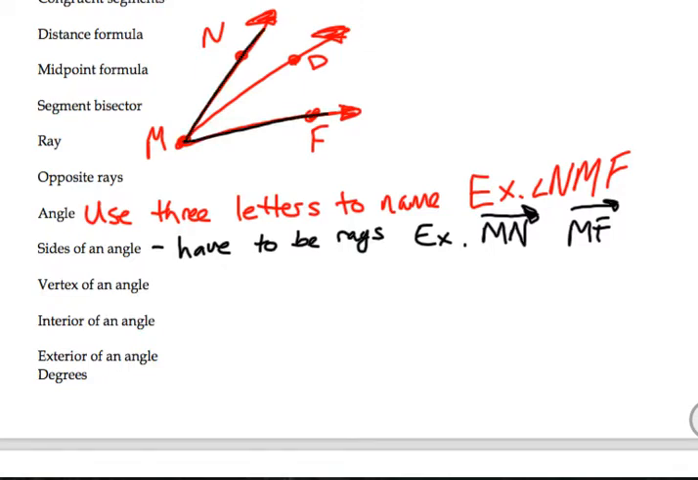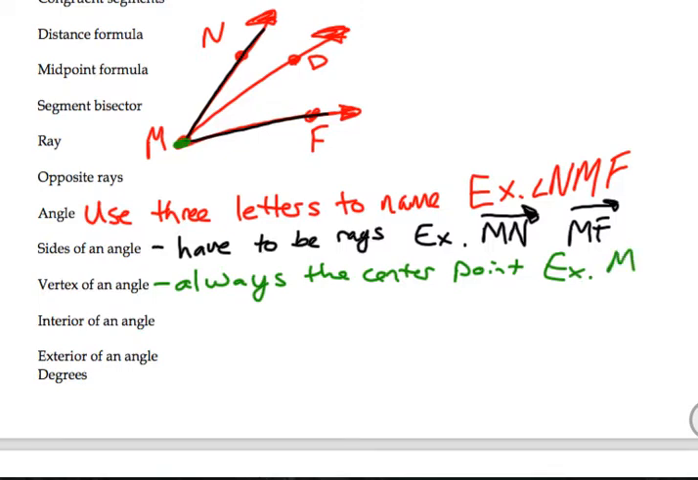Vertex of an angle. The vertex is always going to be the center point. Literally on my notes it says always the center point. So for example, that's going to be M.